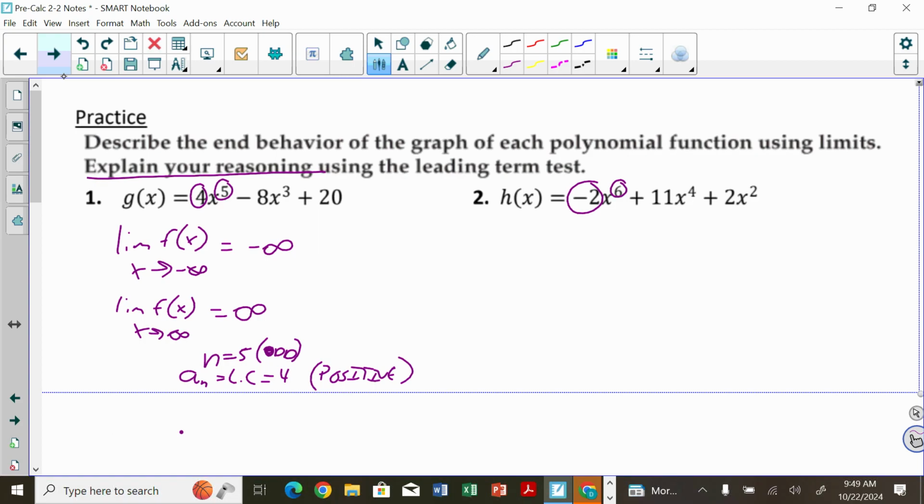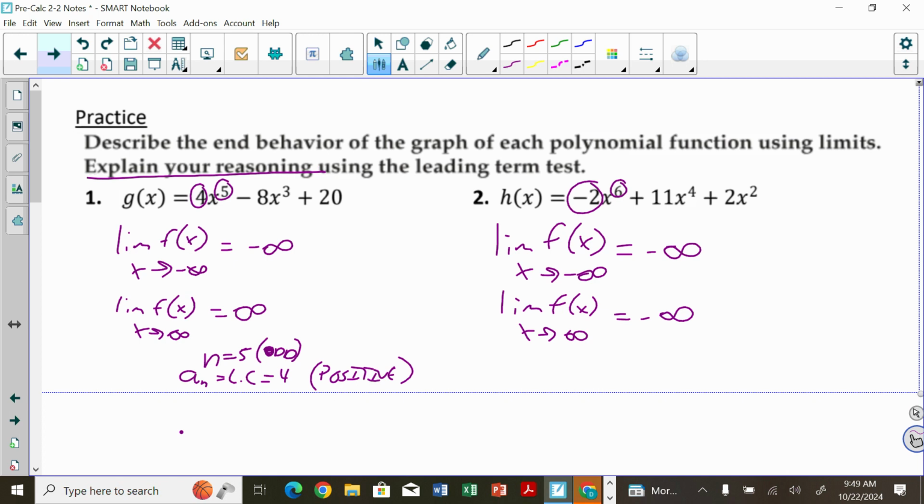Okay? So again, I read it in limit notation. The limit of f of x as x approaches negative infinity, we know it's going to be negative infinity. And the limit of f of x as x approaches infinity is also negative infinity. Okay? And our reasoning, again, what is our reasoning? We're going to basically say what our exponent is. n is 6, and that is even.